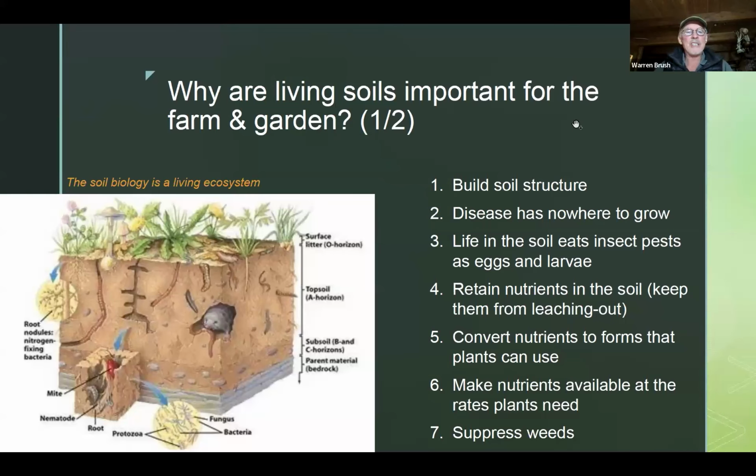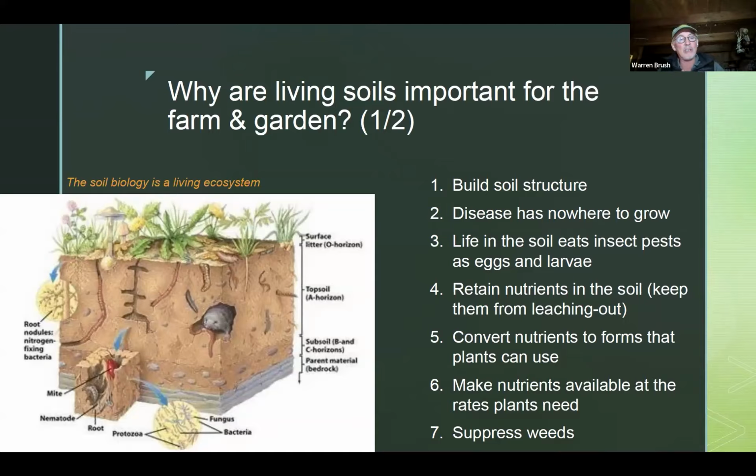So why are they important? Why then these living soils? We understand that they're there if we're tending to them, and we'll talk about how to do that after this. But this is what's really important: they build soil structure. If you have a healthy soil biology, disease has nowhere to grow. All the microsites on the plant, in the rhizosphere, in the root zones, are covered with beneficial bacteria and fungi.